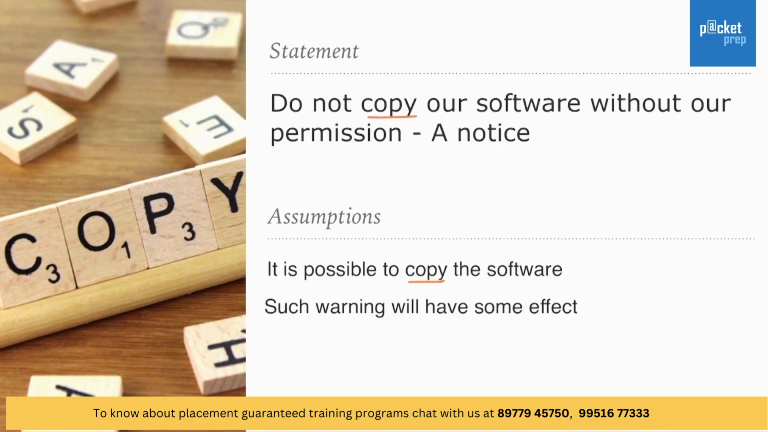Such warning will have some effect. Now look at the first assumption. It is possible to copy the software. And it's pretty obvious, because the software is able to be copied, that is the reason why there was a notice, and the notice says that don't copy the software. So this is strong. We can take it as valid assumption.